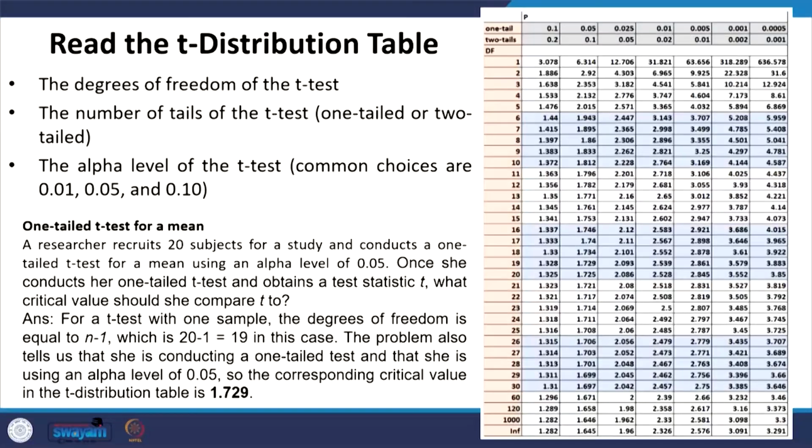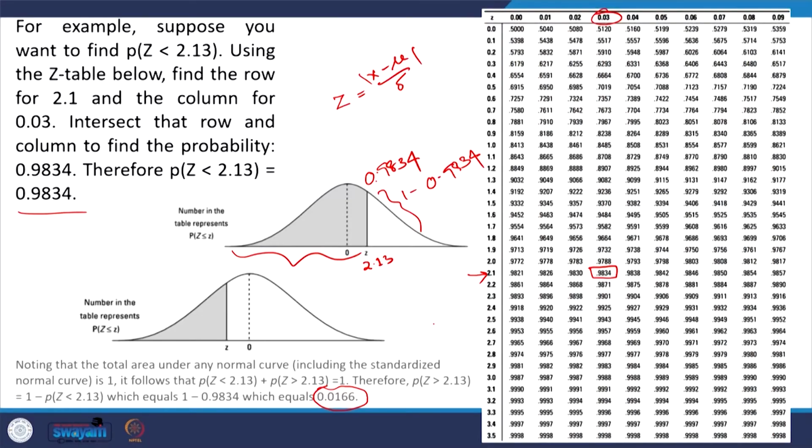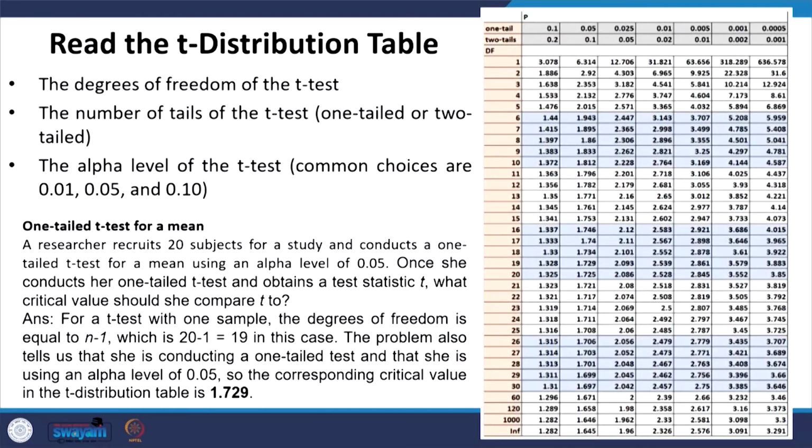Now let us move to the T distribution. T table I have presented here for your reference. Usually a researcher who has just started reading statistics at the undergrad level might get confused in reading the tabulated values. So for reading the T distribution, we require three things. First one is degrees of freedom, then the number of tails of the T test, whether it is a one tail test or two tail test, and third one is the critical limit, the alpha level, that is at 1% or 5% or 10%. So that has to be mentioned.